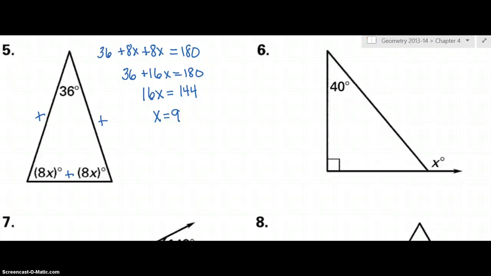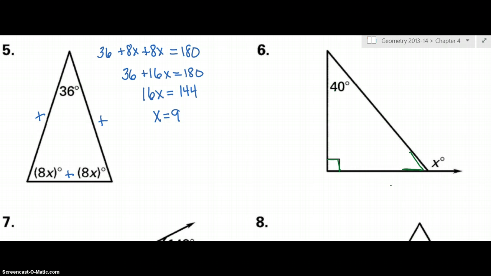Okay, now number 6. Number 6 is the first of any new material. However, even if you didn't know the new rule, you could have done this anyway, okay? So let's just take a look at this triangle and what we already know. We know that this angle is 90, we know that this angle is 40, and we know that there are 180 degrees in a triangle. So what does that mean for this angle? What does it have to measure?